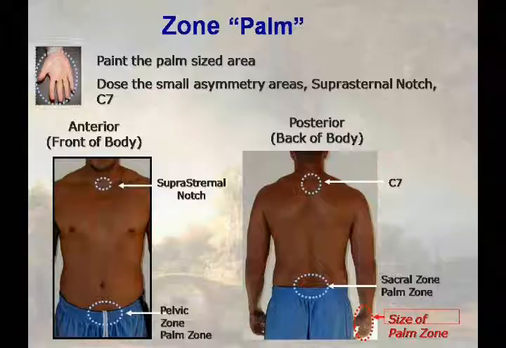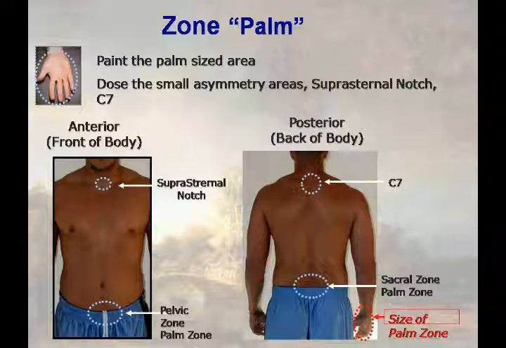Palm is an interesting zone. It's called palm, but in reality, it is the zone of your reproductive organs. It's just that we only cover the area that the client's palm covers. So we take the client's palm, put it just above the pubic bone, and that would be the area for you to walk.